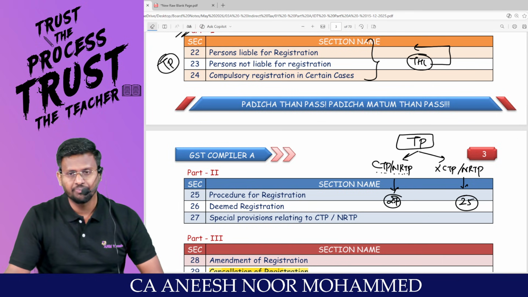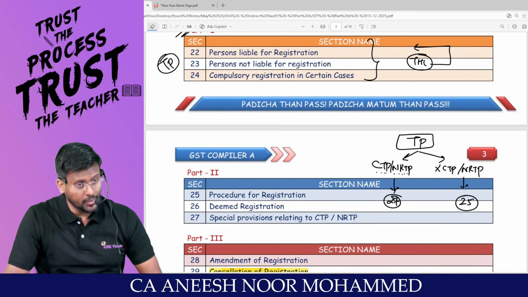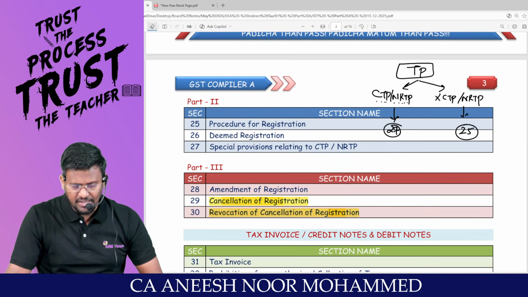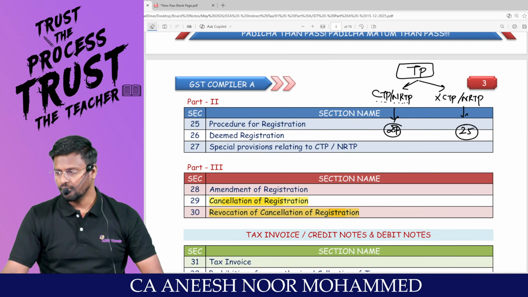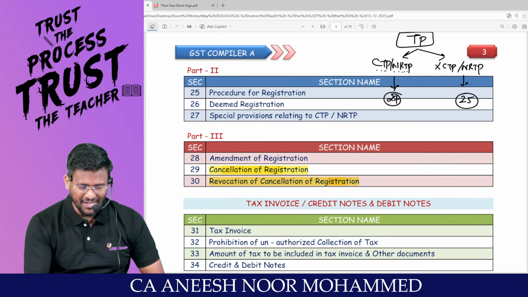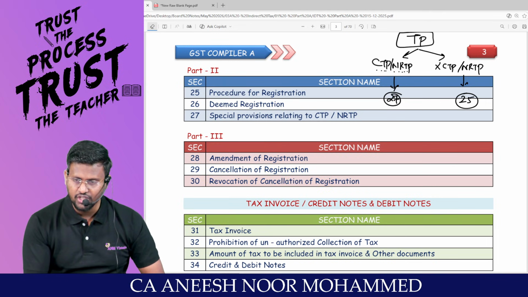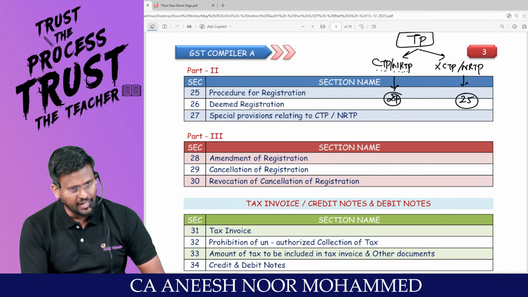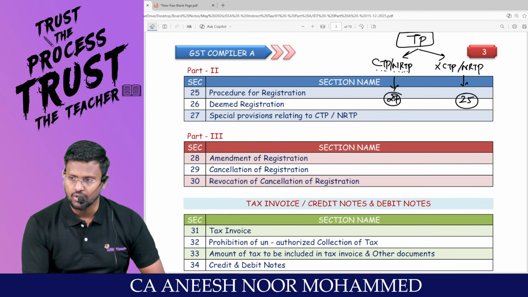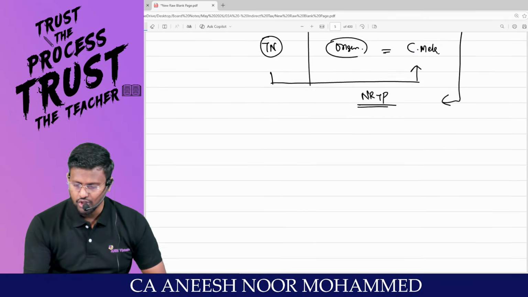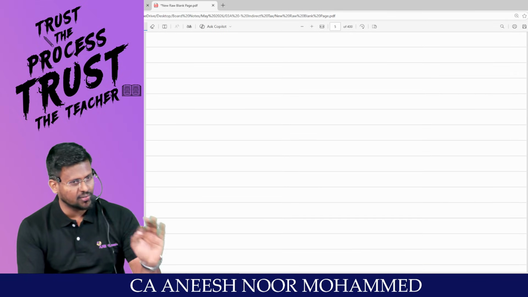Section 22, person liable for registration. 23, person not liable for registration. 24, compulsory registration. 25, procedure for registration. 26, deemed registration. 27, special provisions for casual taxable person and non-resident taxable person. 28, amendment of registration. 29, cancellation of registration. 30, revocation of cancellation of registration. Can we check where you are standing?